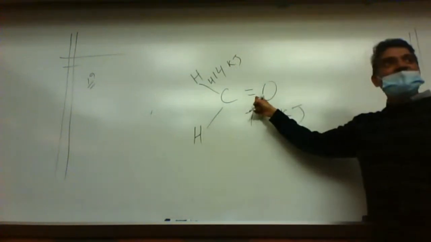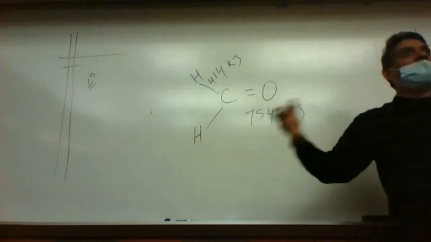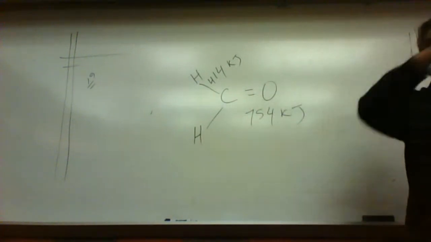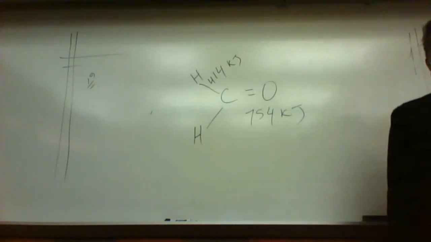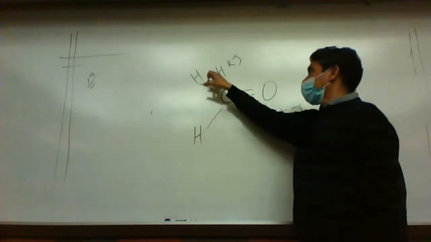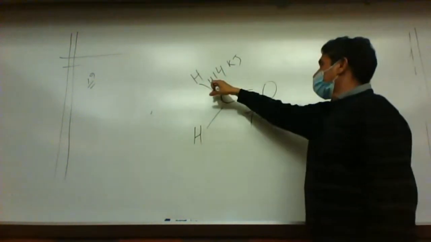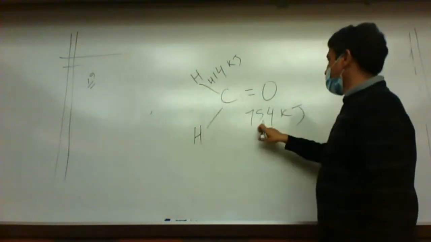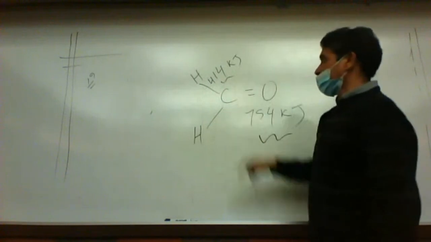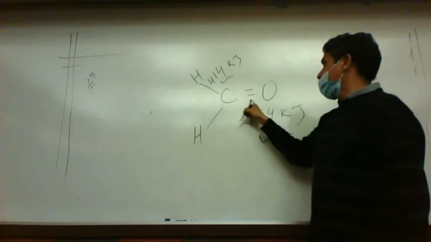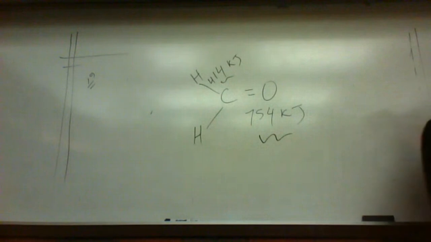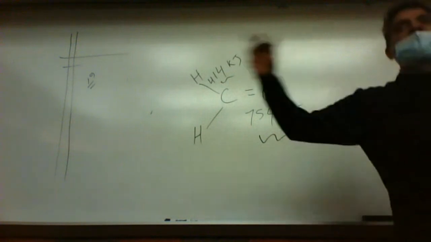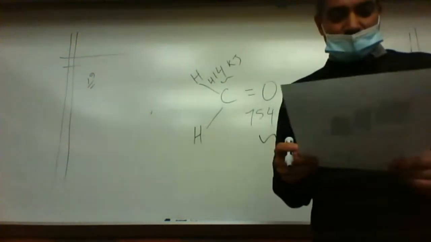Why is such high energy needed to break this C double bond O? Because there are two bonds. To break the two strings takes more force, right? And to break this single bond, we just need a small amount of energy, almost half. So it's about 800, it's about 400. So a single bond is about 400, a double bond is about 800. If there is a triple bond, even bigger energy is needed to break that bond.